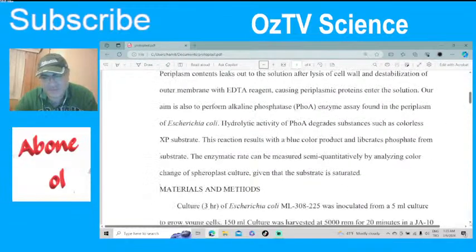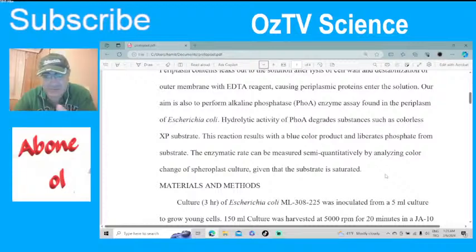See, in most of the experiments, we are using color to understand the results. The enzymatic rate can be measured semi-quantitatively by analyzing color change of the spheroplast culture, given that the substrate is saturated. As long as you have enough substrate, because if you don't put the color material, it won't change color. Not because there is no enzyme, but because you don't have enough dye to give you the color.